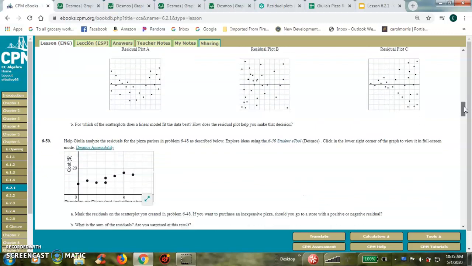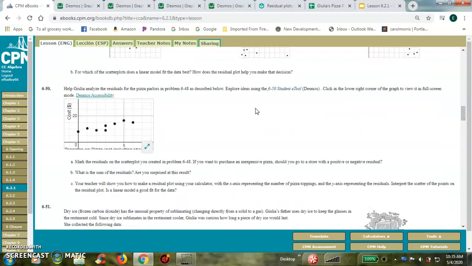All right. What I'd like to do next is we're going to take a look again at Julia's results, and I'm going to show you a couple of things here. So mark the residuals, just ignore my phone there. Mark the residuals on the scatter plot you created in 648. All right, we already did that.